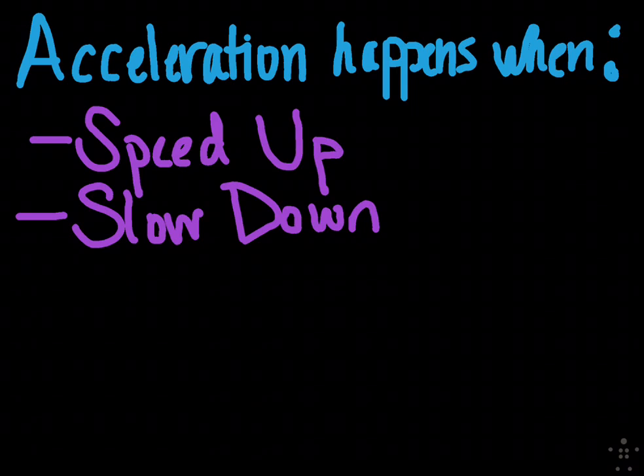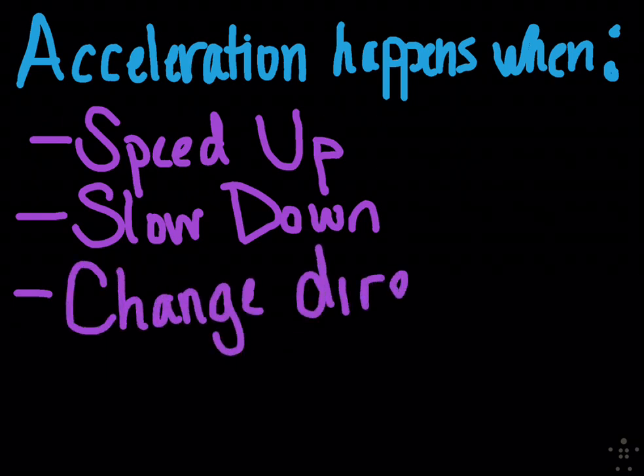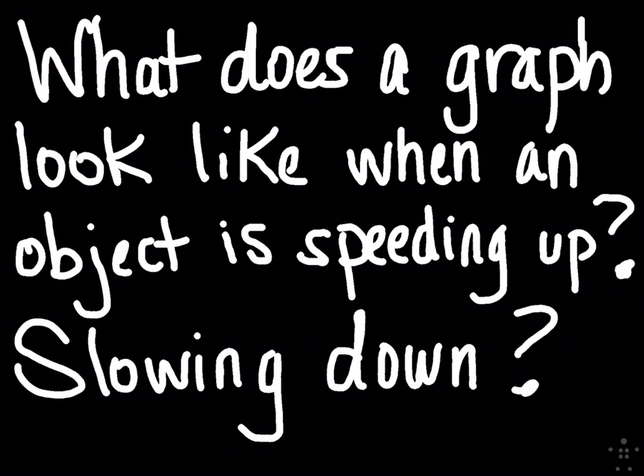It's not a thing. The other time that you can accelerate is actually if you change direction. So you can actually be going at a constant speed, but take a turn, like so, and you are actually accelerating at that point, even though you're not speeding up or slowing down. But you can do any combination of these and be accelerating. So now that we know what acceleration is, we need to know what a graph looks like when an object is speeding up, or what a graph looks like when an object is slowing down. So that's going to be what we're going to investigate here at the beginning of this unit.